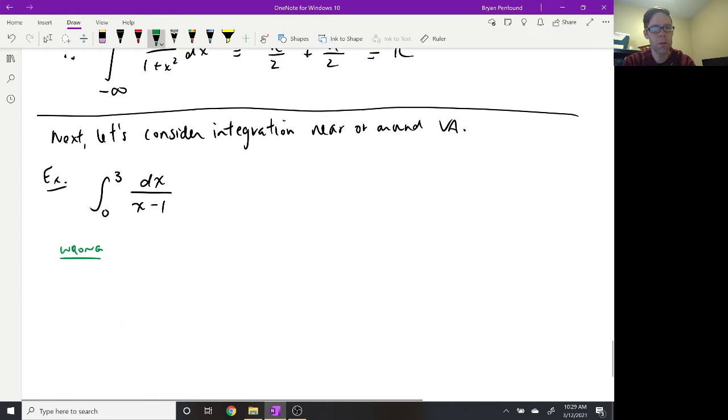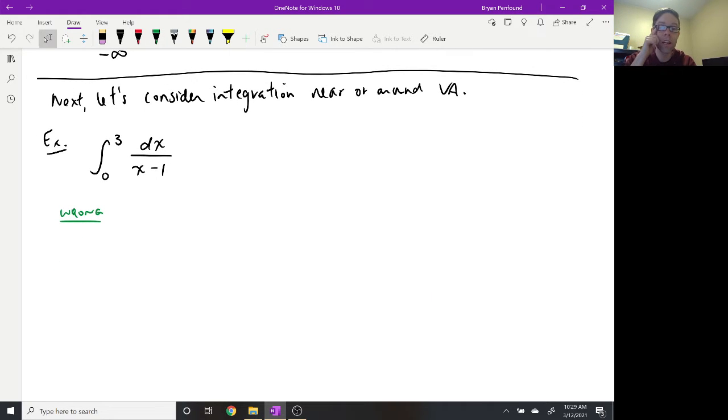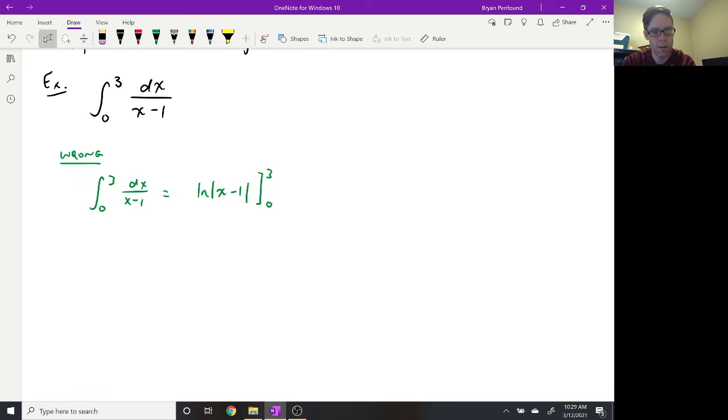And the wrong thing would be to kind of ignore the fact that there's a vertical asymptote at 1 and just pretend that we're going to integrate this normally. Now, we've seen that these kinds of things become the natural logarithm of the denominator. So in our case, this is going to become the natural logarithm of x minus 1. And if we're doing this the wrong way without considering the vertical asymptote, we might be tempted just to put x equals 3 and x equals 0 into this.